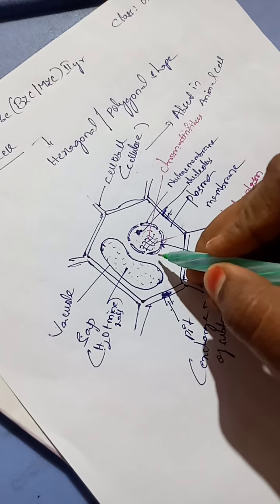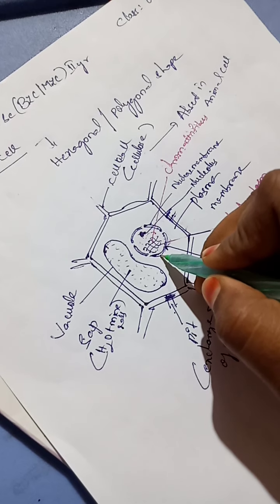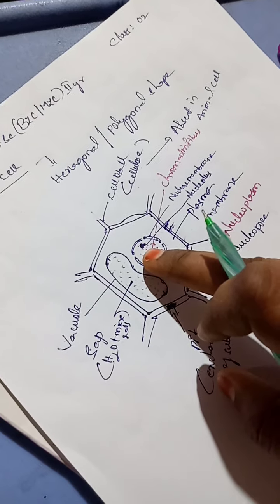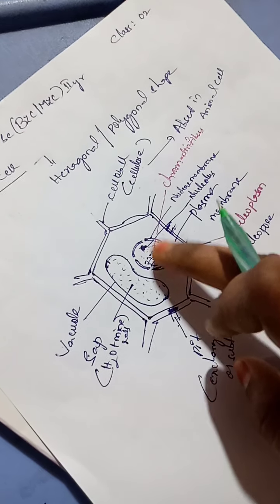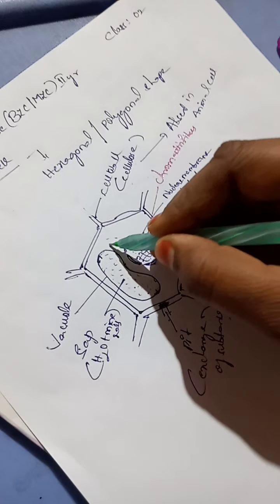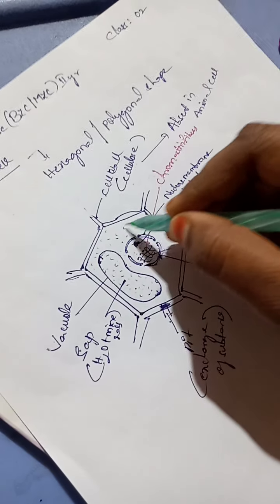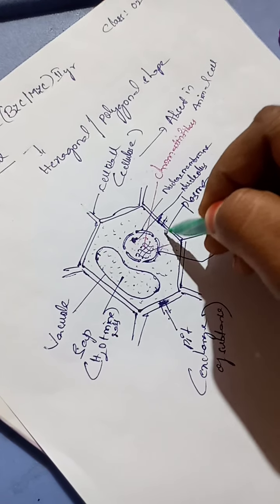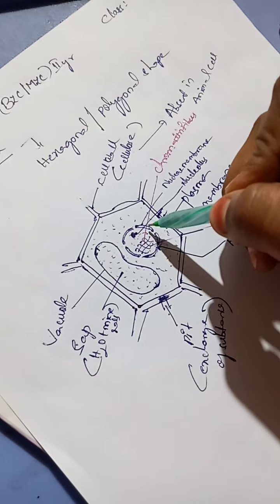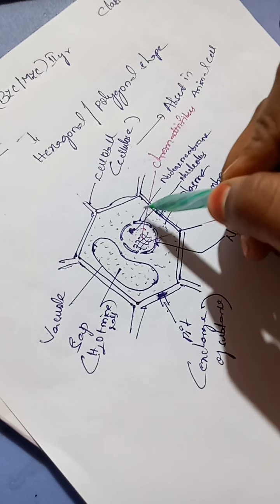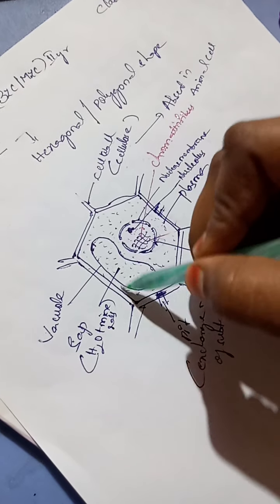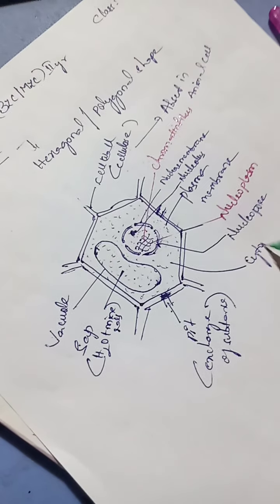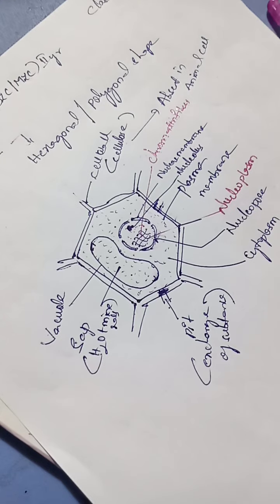The membrane-bound cell organelles. So the first cell organelle we are going to discuss. Inside the cell there is a nucleus, and also there is a jelly-type substance filled inside the cell. That means in between the nuclear membrane and the plasma membrane there is a jelly-type substance which is filled, called cytoplasm. What is it called? Cytoplasm.